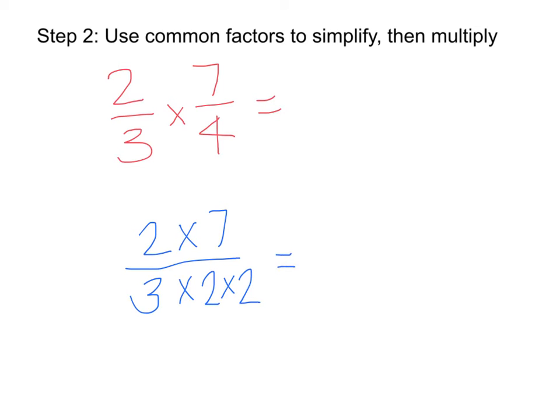Okay, are there any common factors in the numerator and the denominator? Ruba? A 2 in the numerator and a 2 in the denominator. Good, so we can cross those out and make them into 1. Good, so did we finish simplifying? Yes? Now let's multiply. What's 1 times 7 in the numerator? 7. Good. In the denominator, we have 3 times 1 times 2, which is? 6. Okay, so our answer is 7/6.